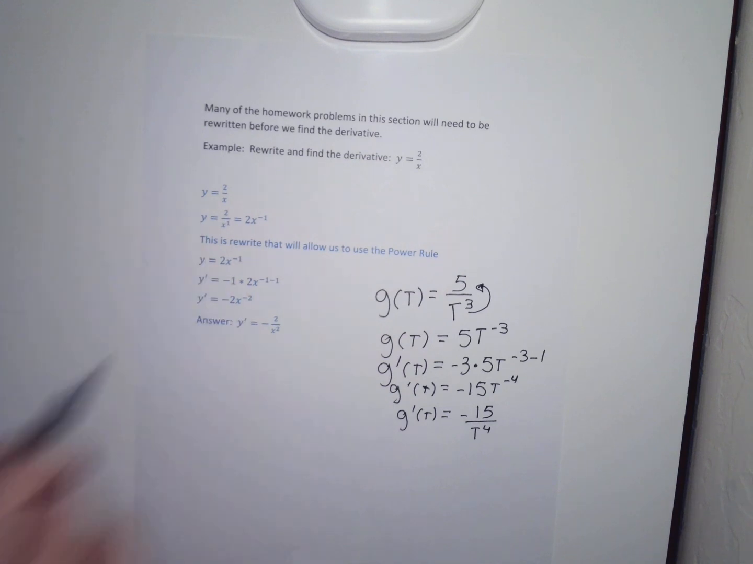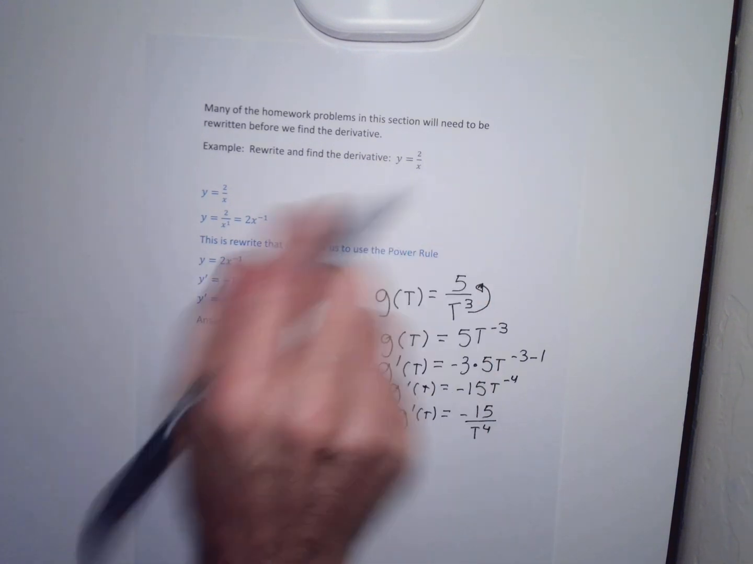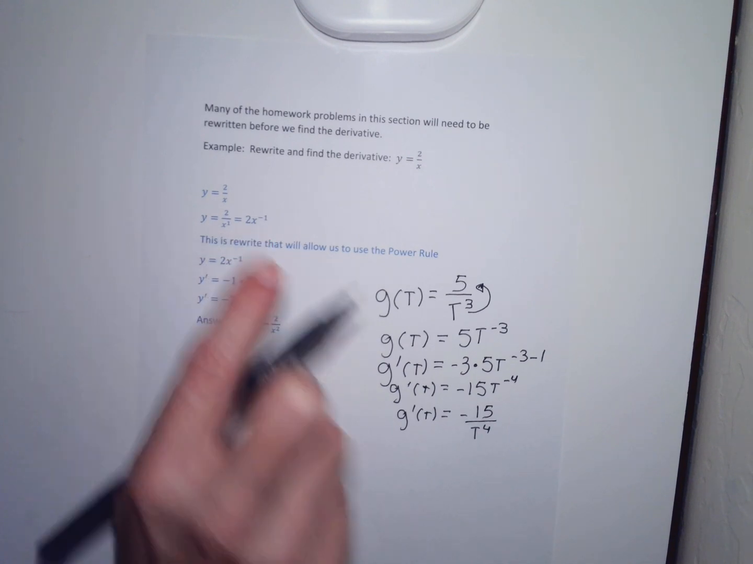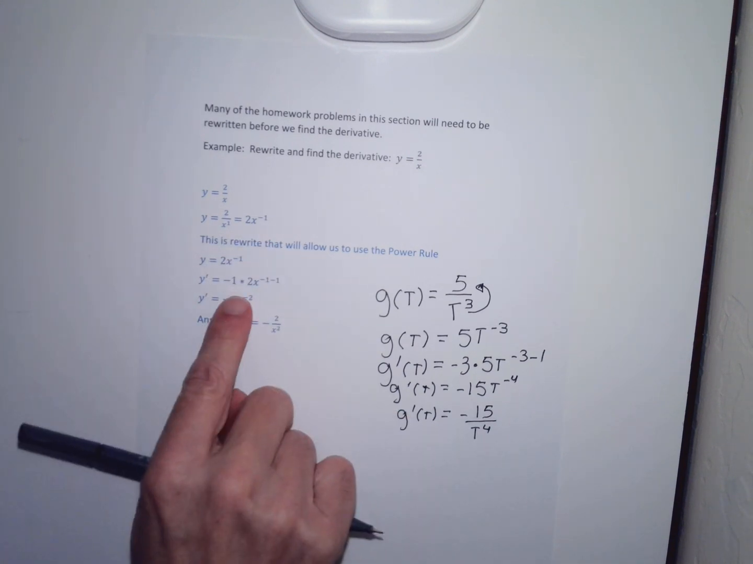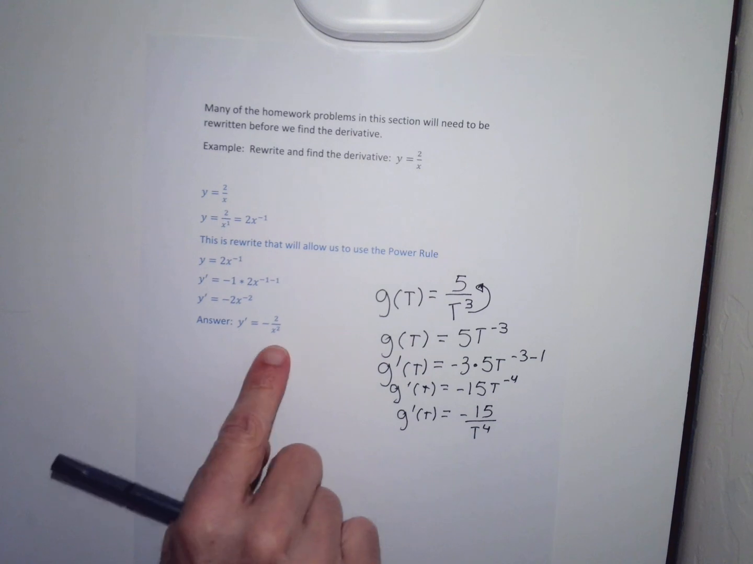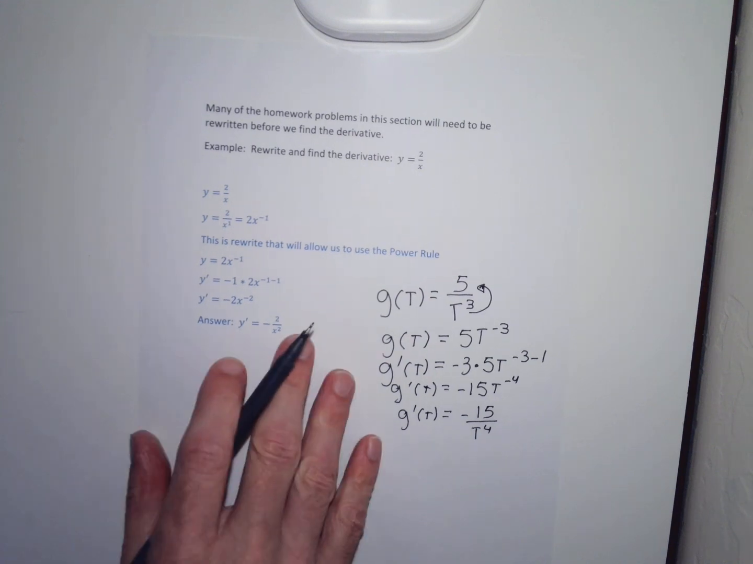This example over here is just another example. This problem right here, I needed to think of it as 2 over x to the first power, rewrite it with a negative exponent, and then multiply the exponent by the coefficient, lower the exponent by 1 to help me be able to write my derivative, and then make the negative exponent positive.